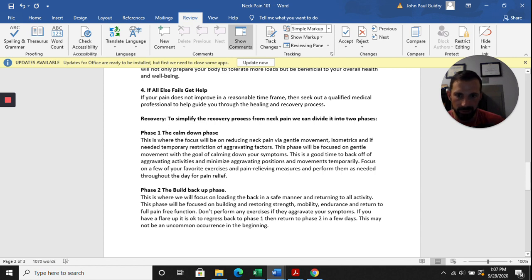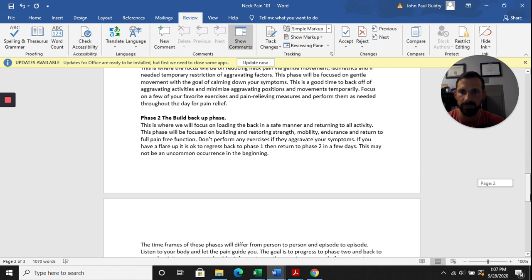Find a few good exercises that you enjoy and pain-relieving measures that work for you, and just stick to those for the time being until your pain has gotten under control, and then you can start to expand back to your normal activities and normal exercise.